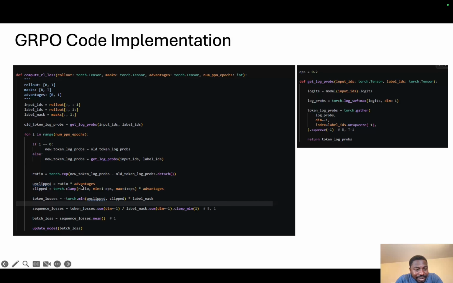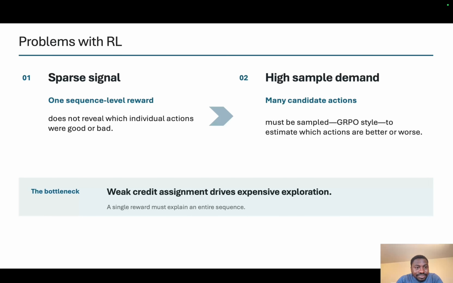The unclipped term is ratio times advantage, the clipped term is torch.clamp of the ratio multiplied by the advantage, and then you take the minimum of those two and multiply by the label mask. You do your sequence mean and your batch mean, and you can update your model and do this over a number of epochs. So this is basically the GRPO code implementation. It's quite simple, very elegant, and works.